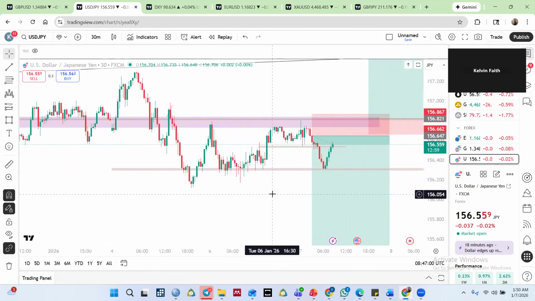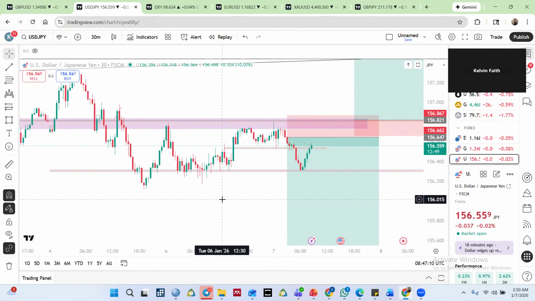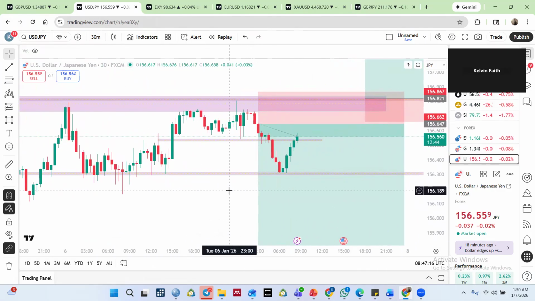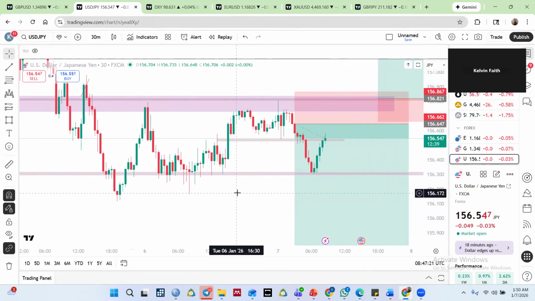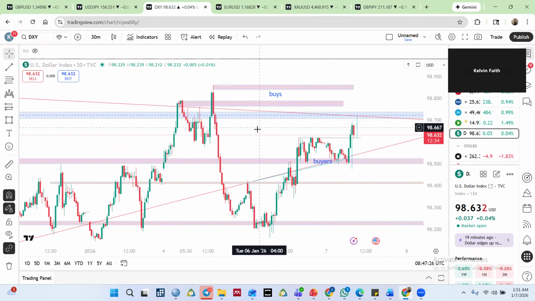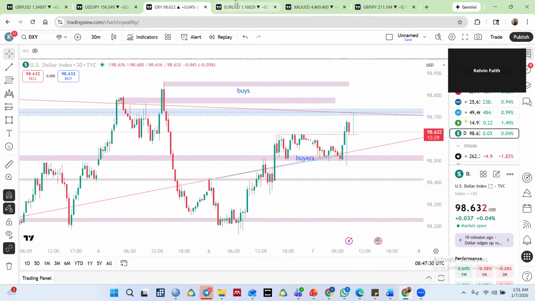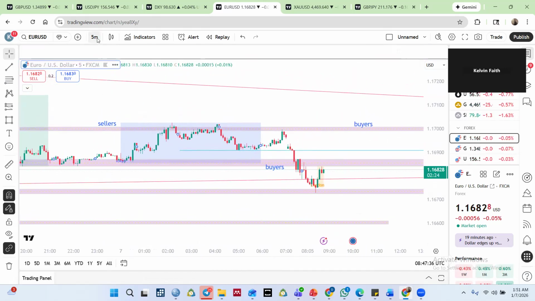This is me trying to look at all the pairs that I trade, looking at them on this 7th of January to see what reactions I'm seeing, and then looking at the technicals to see if I can take some trades or not. I have things that I'm looking for so that I can trade. Once I'm seeing those things, I'll be interested in taking trades.